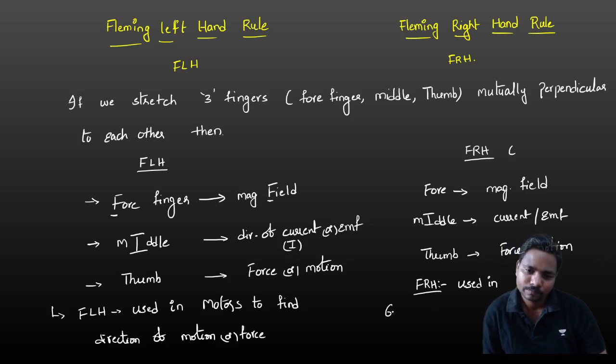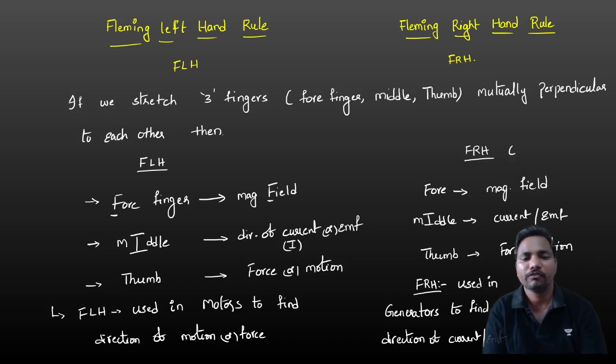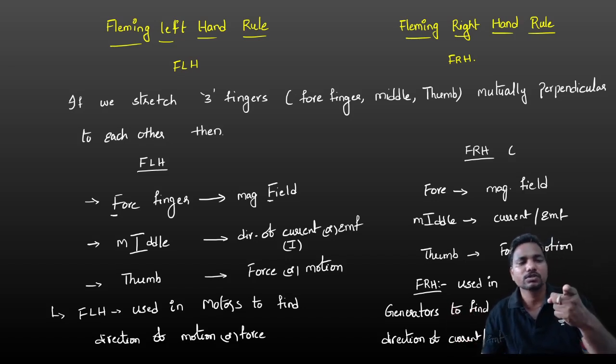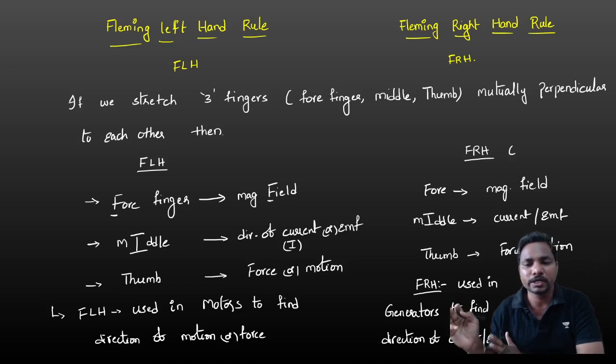Right hand rule is used in generators to find the direction of current or EMF. All of you getting the difference in the left hand rule and right hand rule? If you stretch all three fingers mutually perpendicular to each other, whether left hand rule or right hand rule, the forefinger gives the direction of field, the magnetic field. The middle finger gives the direction of current or EMF. The thumb gives the direction of force or motion. Left hand rule is used in motors, right hand rule is used in the generator.